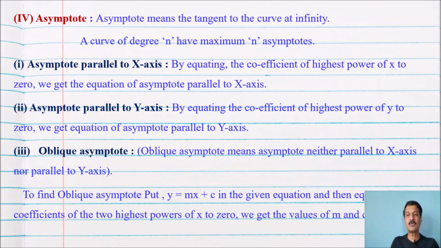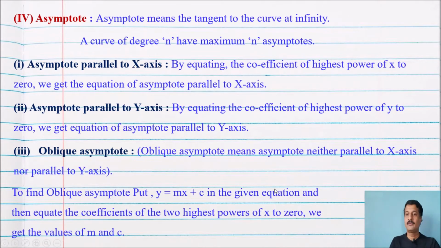And oblique asymptote. Oblique means any other line which is not parallel to the x-axis or y-axis. So to find the oblique asymptote, put y equal to mx plus c, which is the equation of a line, in the given equation, and then equate the coefficients of the two highest powers of x to 0. We get the values of m and c.